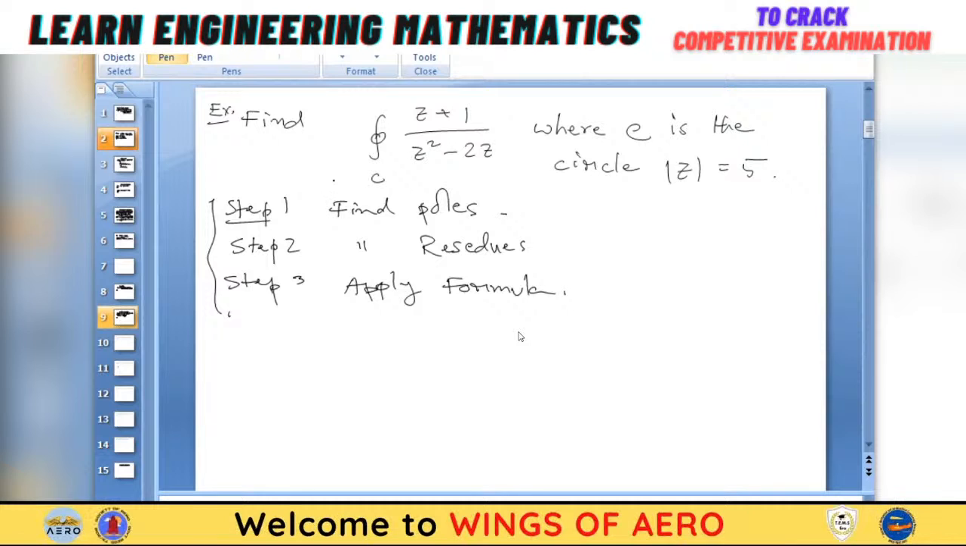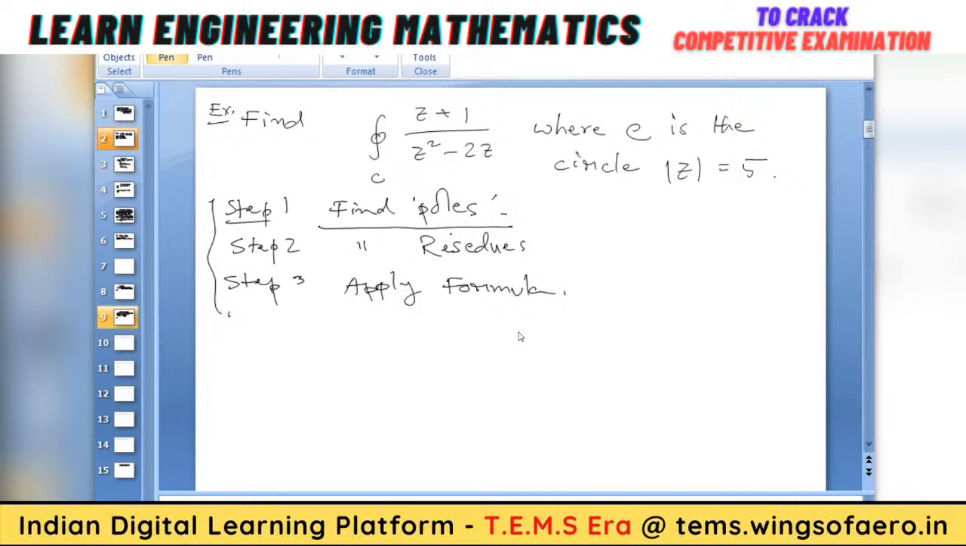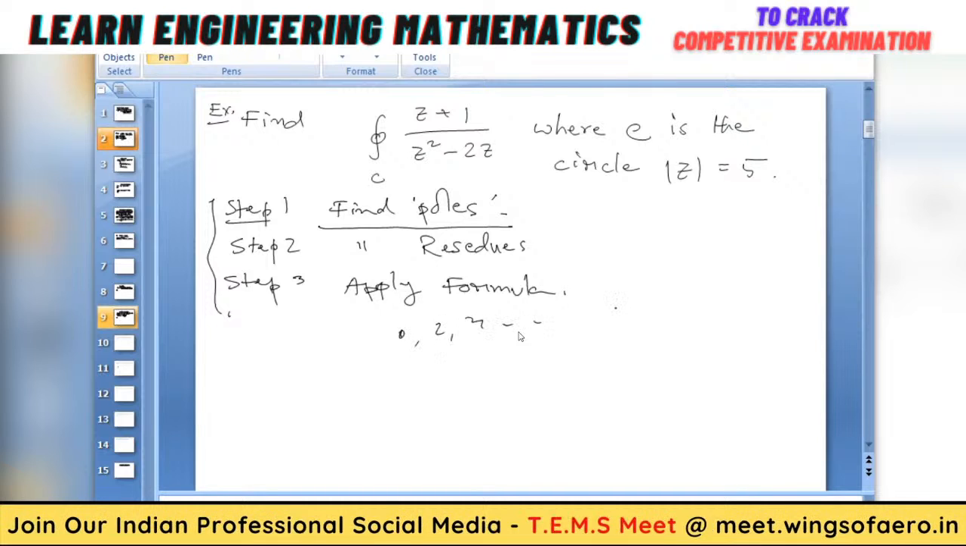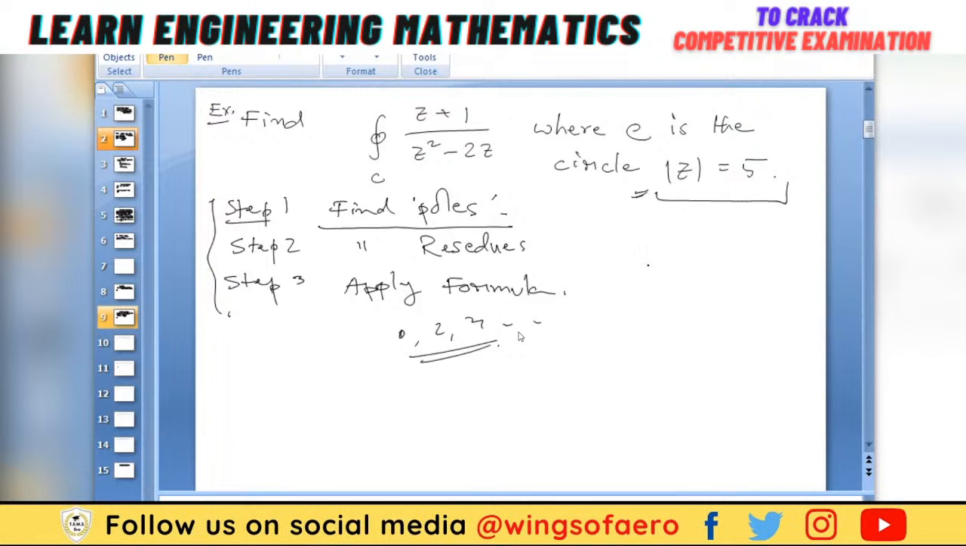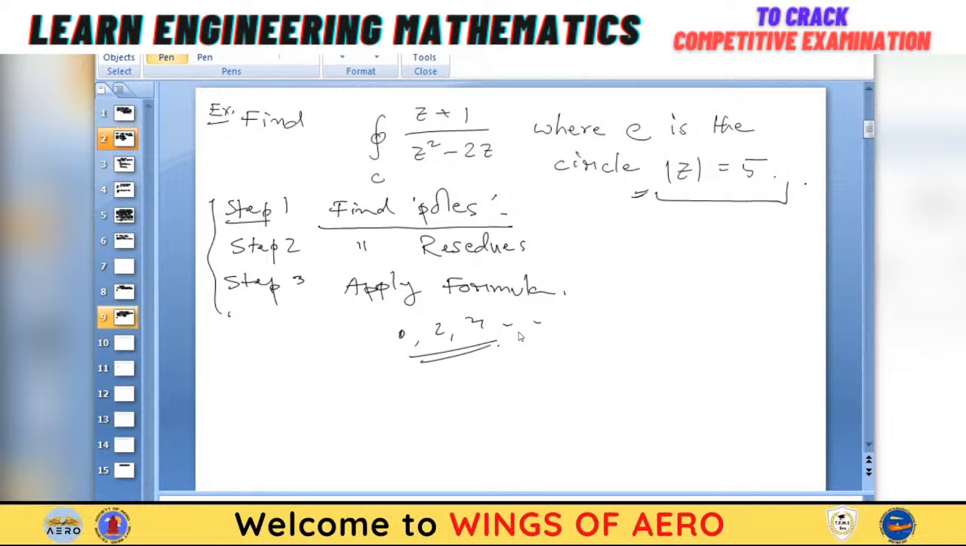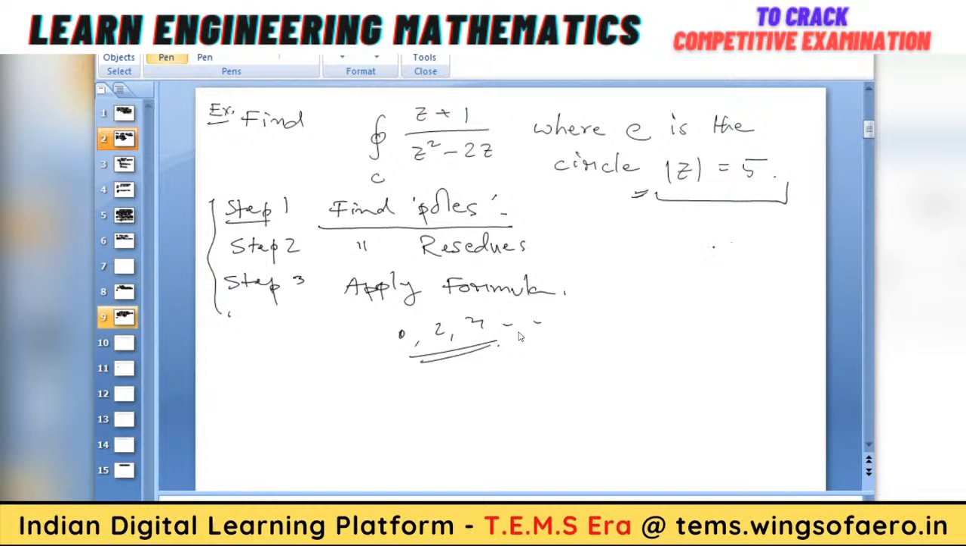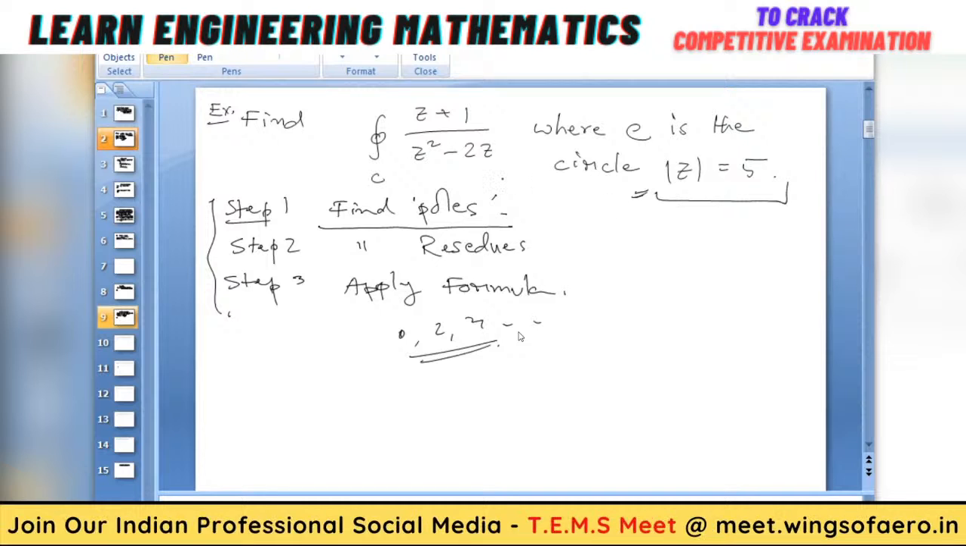Remember that whenever you find the poles, there may be many values. Maybe poles are 0, maybe 2, 3, 4, 5, like this. You should only consider those points which are included within this region or inside this circle. Poles which are excluded from the circle, you can't consider those points. Only consider the poles that lie inside this circle.